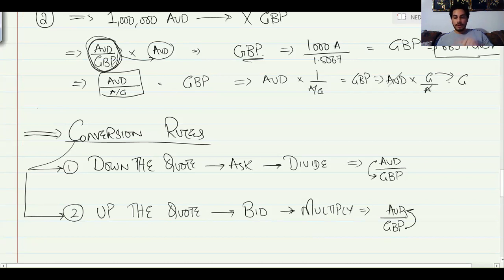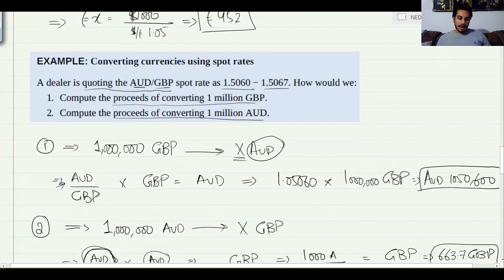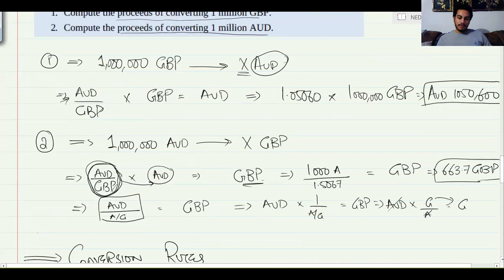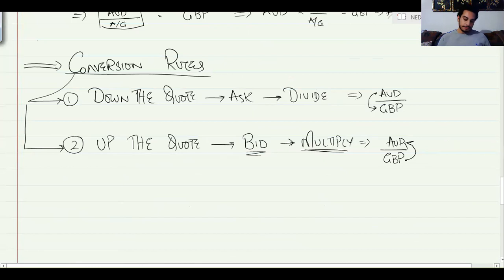So you're converting from pounds to US dollars. You're going to use the bid code, right? You select the bid code and for conversion, you're going to use multiply. Let's repeat that question again. You had 1.5060 and 1.5067, so you had two codes.